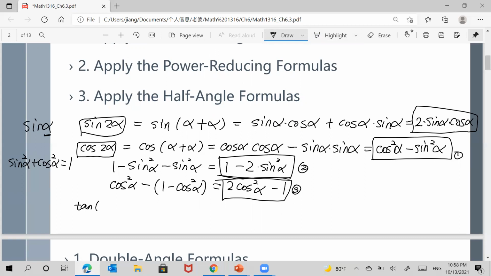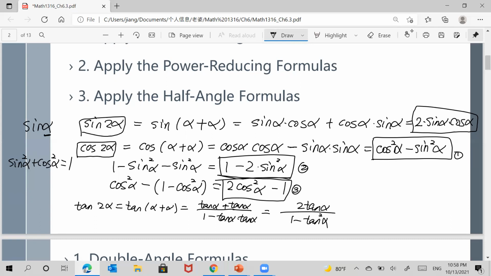Tangent 2 alpha. We have learned the tangent formula: tangent of alpha plus alpha equals tangent the first alpha plus the second alpha over 1 minus tangent alpha times tangent alpha. So this equals 2 times tangent alpha over 1 minus tangent alpha squared, because we have 2 tangent alpha.